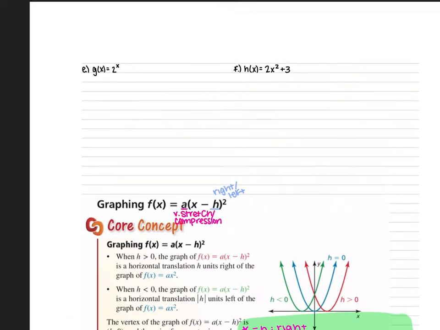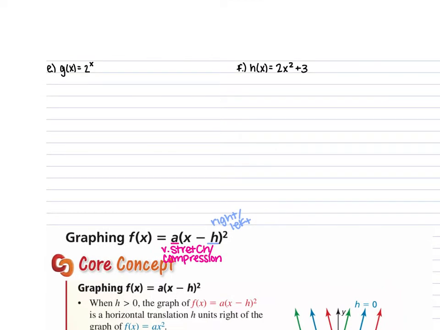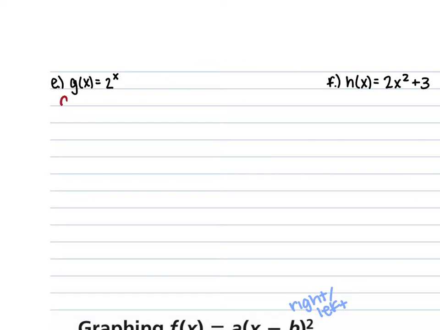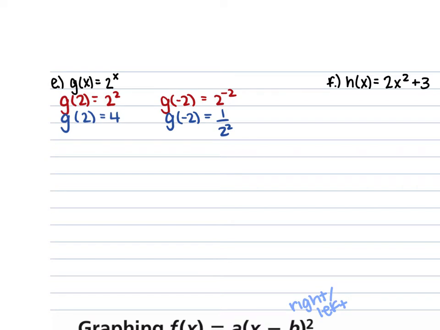For example, E, we are given g of x is equal to 2 to the power of x. So if we do g of 2, we're going to have 2 to the second power, which is 4. And then if we do g of negative 2, we're going to have 2 to the negative second power. Remember, when we have a negative power, we take the reciprocal of the term it's attached to. So that's going to be g of negative 2 is equal to 1 over 2 squared. So that's 1 over 4.